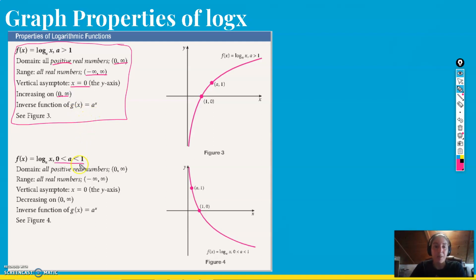Okay. When a is between 0 and 1, it looks like we flip it over. But again, we're not going to talk about this too much. You can pause the video and take down these facts. This rarely happens, mostly because we can just do a change of base formula on it and make it a little easier for us.